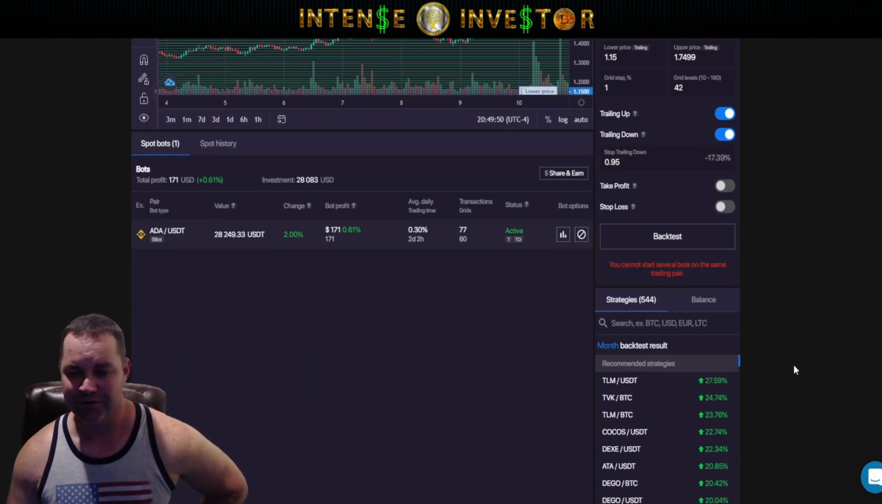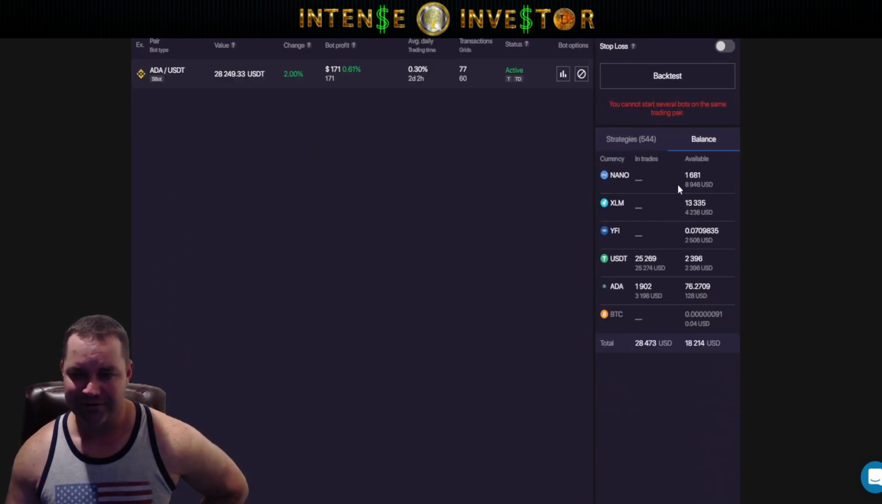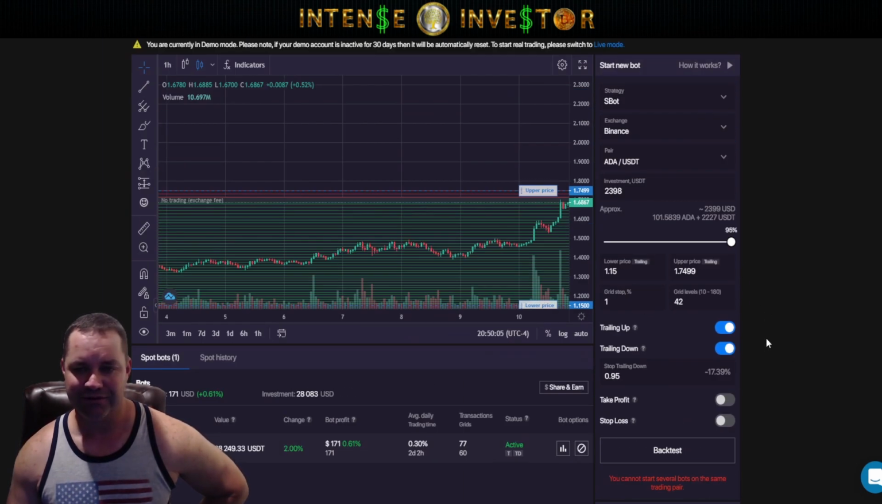It's really helpful. And then if you want to see your balances of the money you got on the exchange, you can get in here and look at these. It'll show you how much USDT you got, how much ADA, all that kind of stuff. So lots of good info there. Really, really helpful.